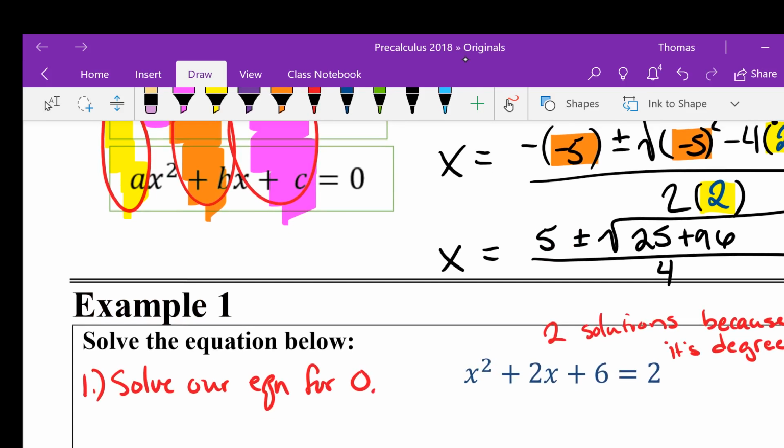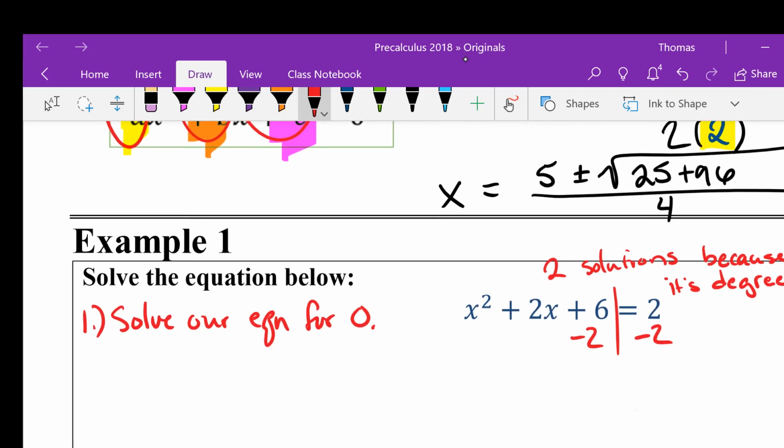To get this solved for 0, I notice this 2 is in the way over here. We'd like it if this 2 were a 0. So to make it into a 0, we're going to subtract 2. That'll make a 0 on the right side. Whatever we do to one side of the equation, we have to do the same to the other side. So if I carry out this, we get x squared plus 2x plus 6 minus 2 is 4, equal to 0. Nice. So we did the first step, we solved our equation for 0.